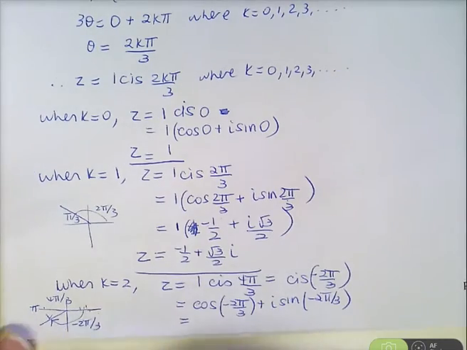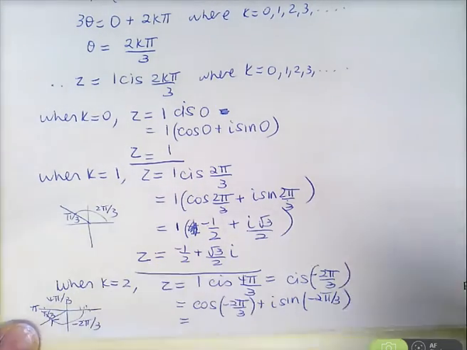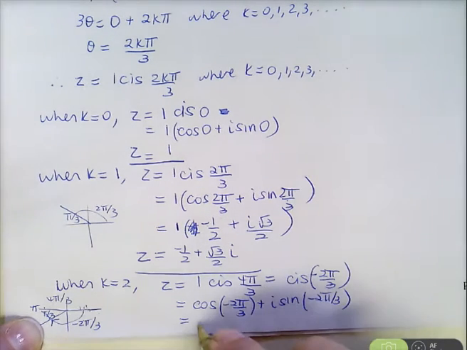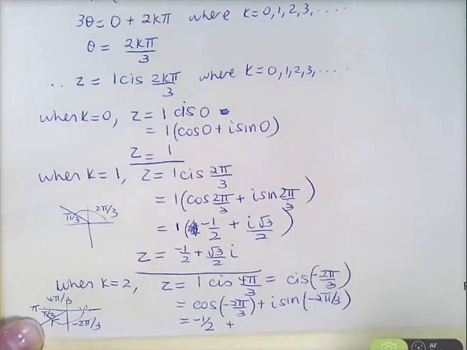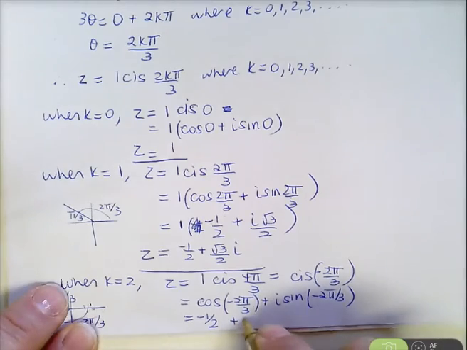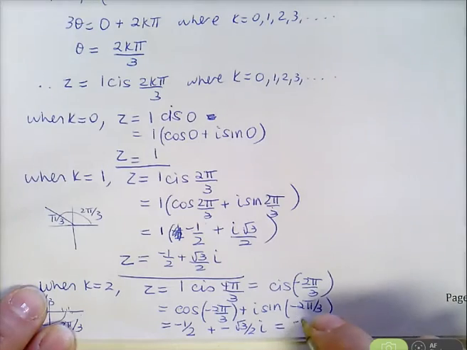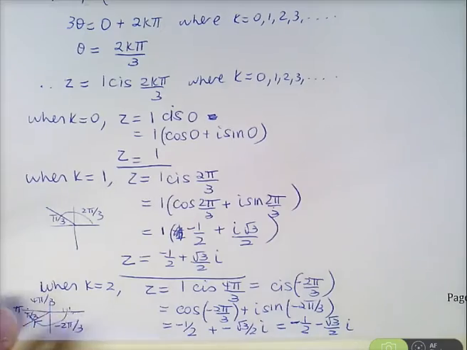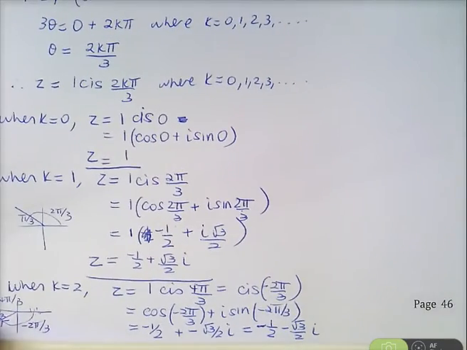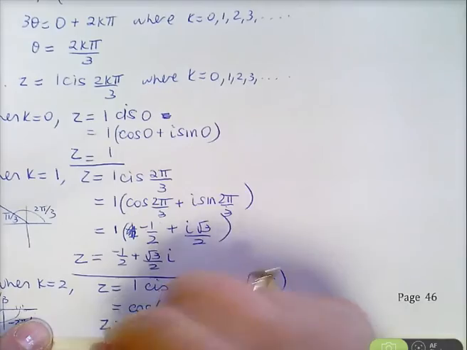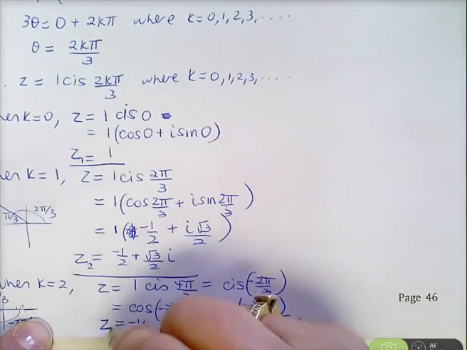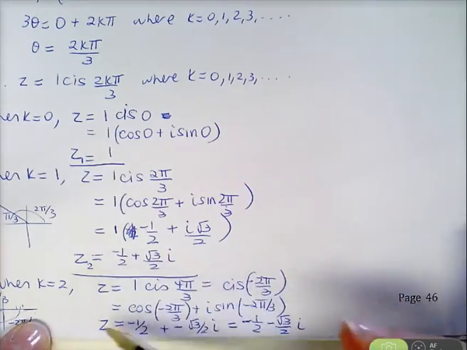Now the related angle is pi on 3 in there. Cos in quadrant 3 is negative, so this will be negative 1/2 plus, now sine in quadrant 3 is negative, so it'll be plus negative root 3 on 2 i. Therefore the third root is negative 1/2 minus root 3 on 2 i. Now I'm going to draw these roots. They're our three roots, and I can call them Z1, Z2, Z3, as in the first root, second root, third root.